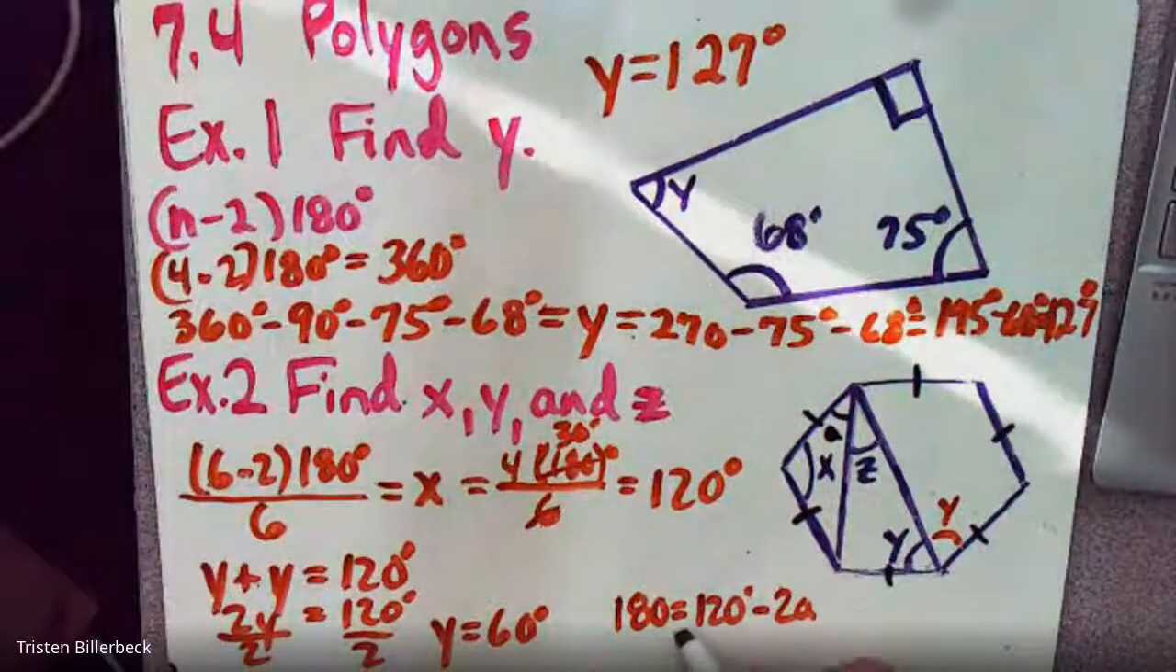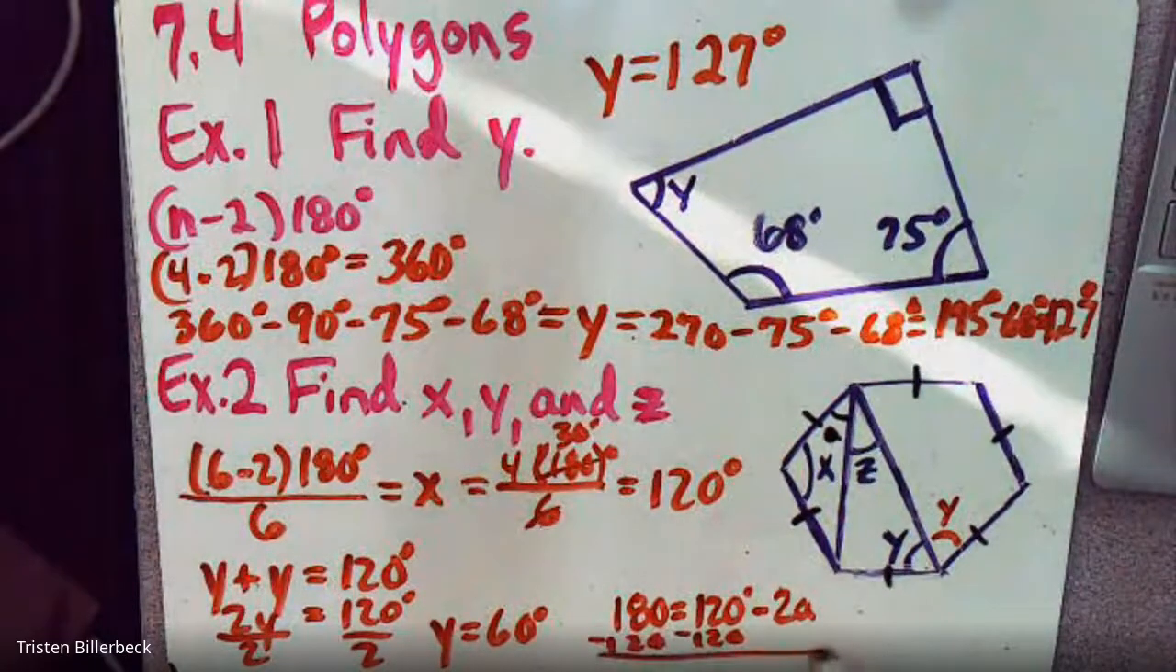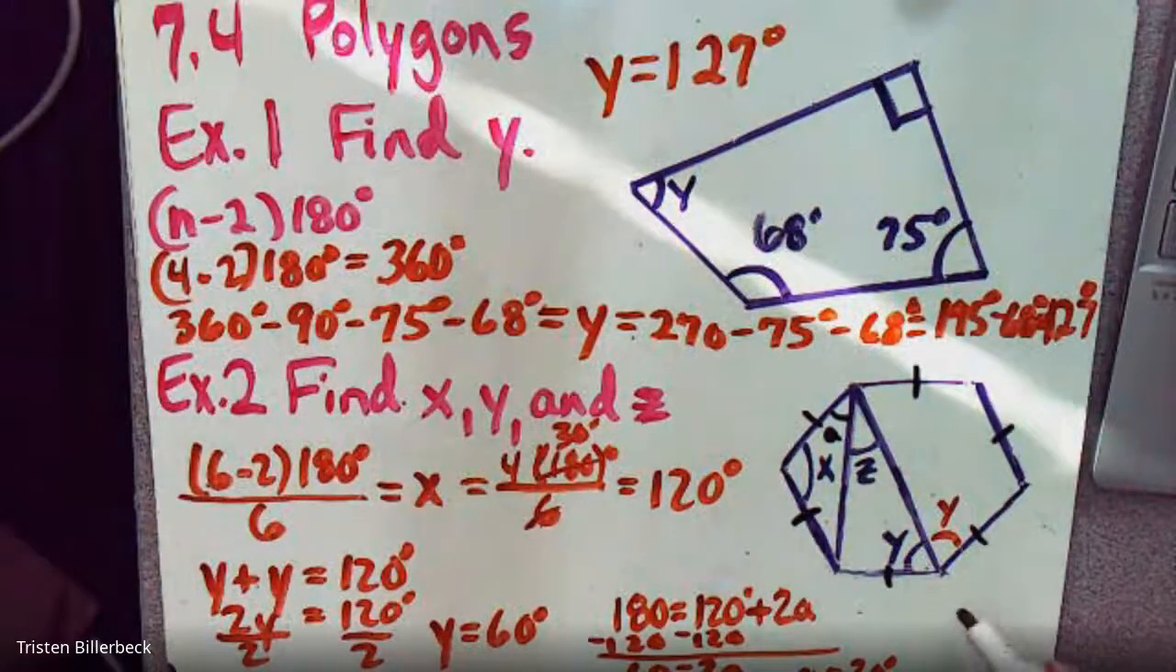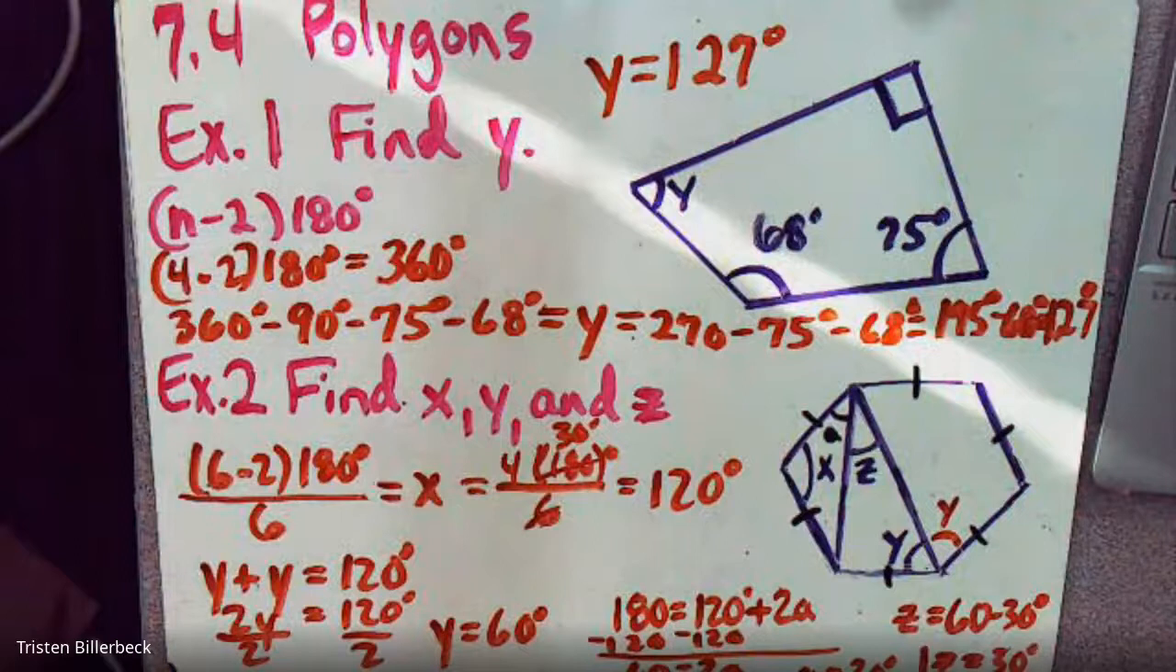All right, subtract the 120 from both sides, and we get 60 equals 2a. That's a plus sign right there. When we divide by 2 on both sides, we get a equals 30 degrees. So that would mean that z ends up being 60 degrees minus 30 degrees, so z ends up 30 degrees.